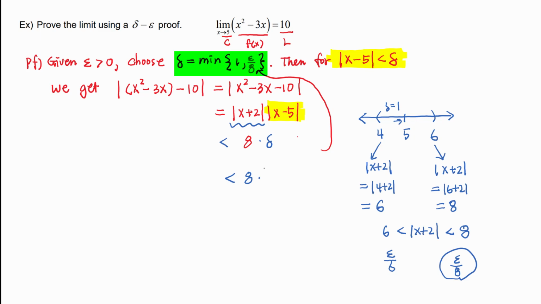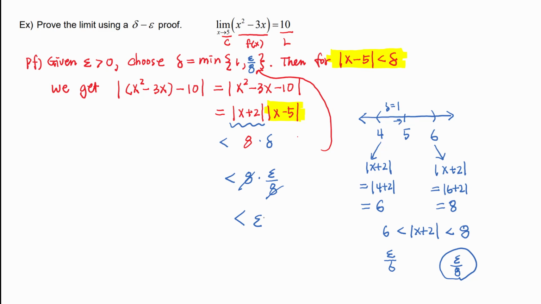If the minimum of 1 or epsilon over 8 is 1, that means 1 is smaller than epsilon over 8, meaning epsilon over 8 is bigger. So then this is less than 8 times epsilon over 8 anyway, the 8s cancel, and we get less than epsilon. Or if the minimum is epsilon over 8, then we could replace this step right here by epsilon over 8, so that this becomes less than epsilon anyway.